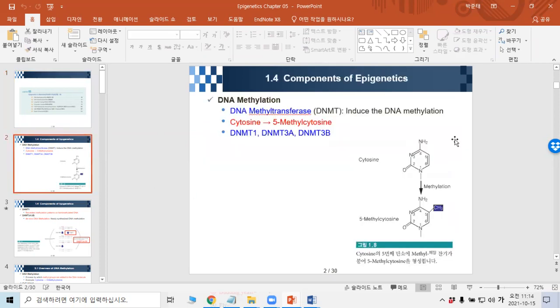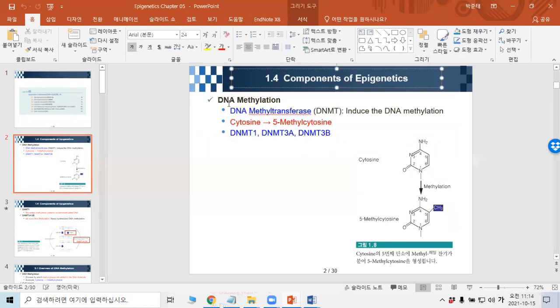So let me explain the epigenetics in the mammals. In chapter 1, we covered DNA methylation. DNMT1 and DNMT3A and 3B are involved in this step. DNA methylation means that on cytosine, especially at the 5 carbon location, a methyl is added, like this. So they will make 5-methylcytosine, like this.